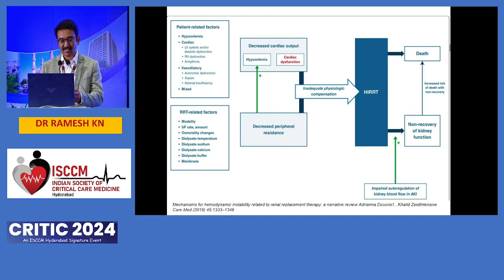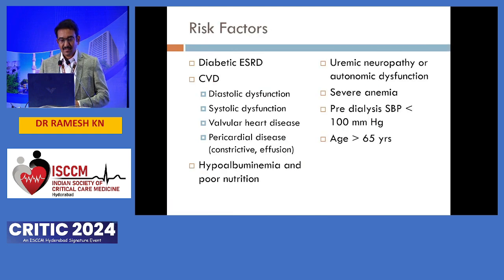So these are all the various causes as we discussed. And these are the risk factors: diabetic end-stage renal disease, cardiovascular diseases, severe anemia, uremic neuropathy, hypoalbuminemia, and age more than 65 years.